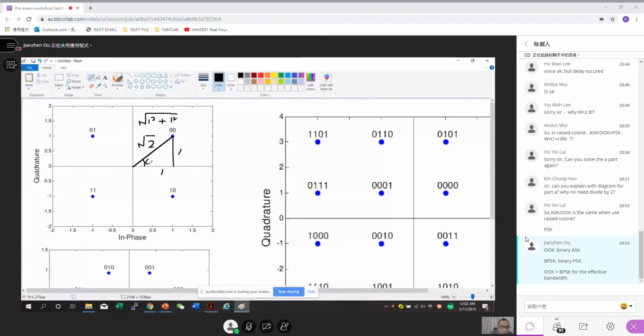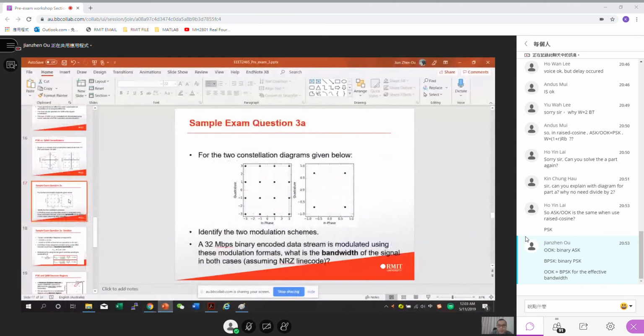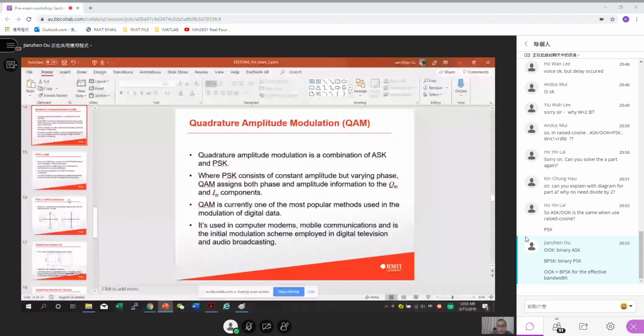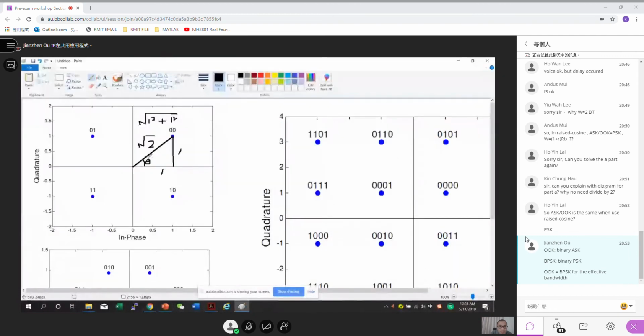Then the second difficult part is I need to know about the angle here. Yeah, what's the angle? Yeah, the theta. What's the theta? So as you know, the initial phase, if you look at the formulas here, let me check where's the formula. Okay, the initial phase is pi over m. Yeah, m is the level.